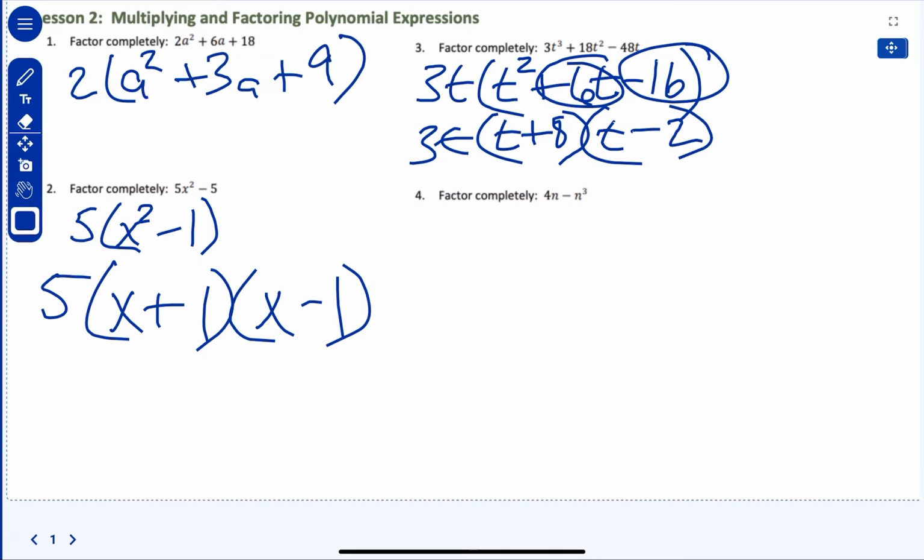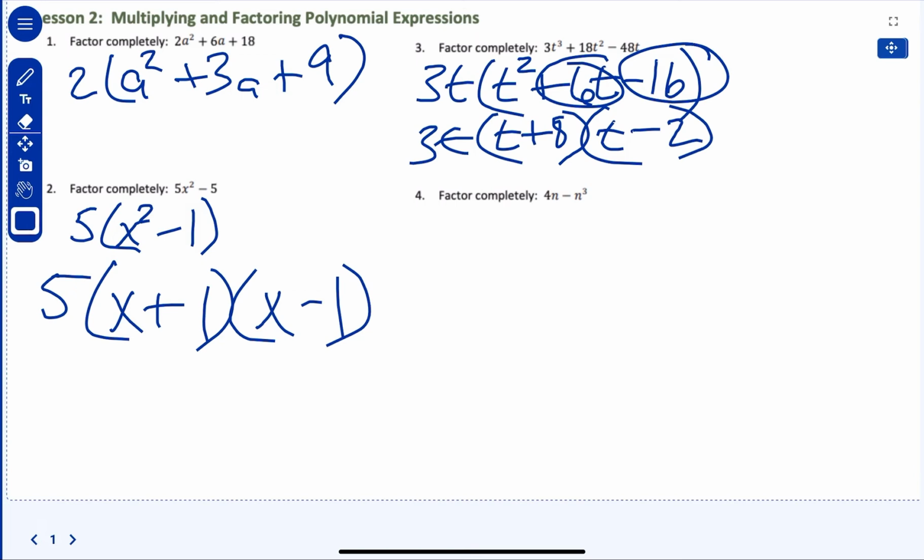Because I know you can't do that. What are you going to multiply together to get 9 that you can also combine to get 3? You can't. You'll start seeing these things. What two numbers can you multiply together to get the last term that you can also combine together to get the middle term?